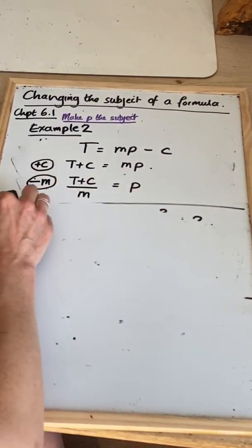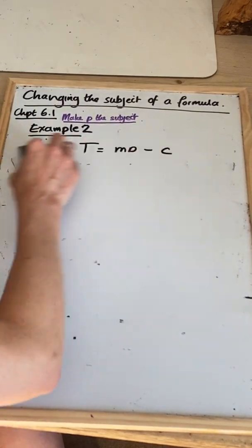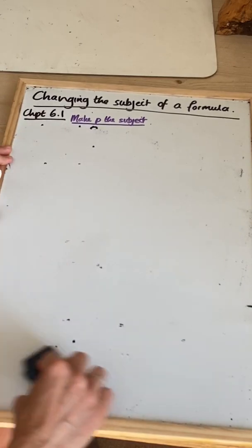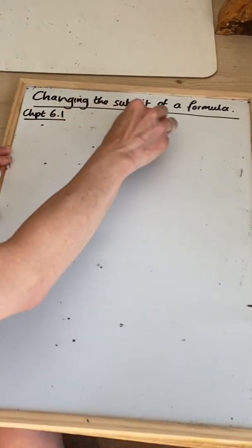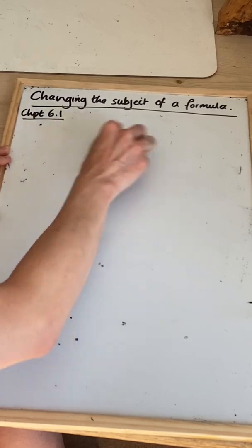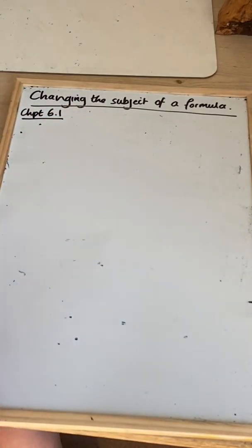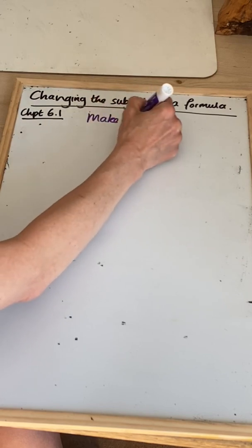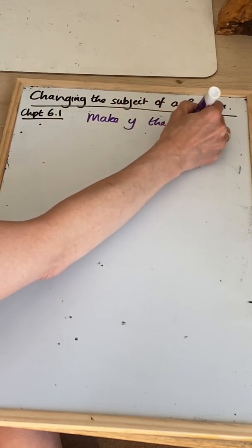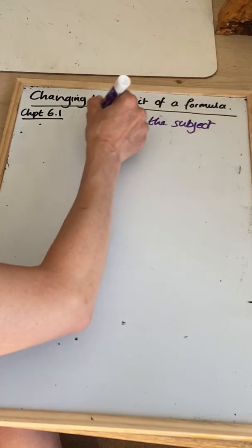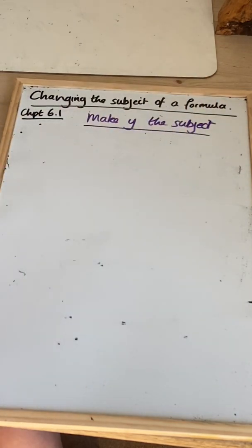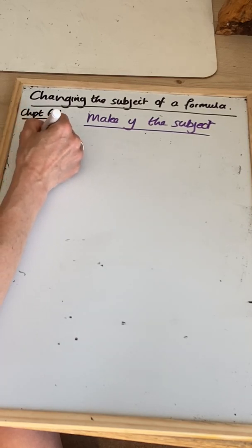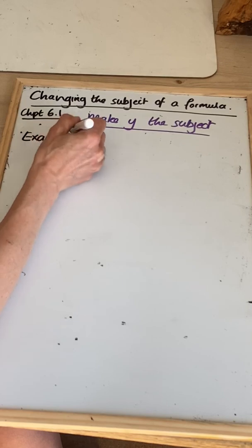Right, move on to some slightly harder examples now. The idea is the same though. We will still be changing the subject. With these ones, I'm going to have a different letter. I'm going to make Y the subject. And we're just going to introduce a few different operations into these ones, but the principle is going to be exactly the same. So I think we're on something like example 5 now.